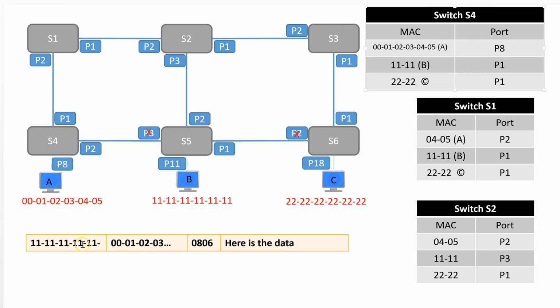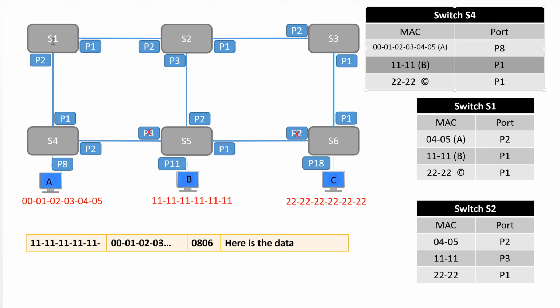Then he says, now I have to deliver this thing. He looks and sees the destination address is 1111. And then he looks in his own forwarding table, and he says, oh, I know where to send that. I send that to P1. And he just transmits it up the P1 port where it's received by S1.